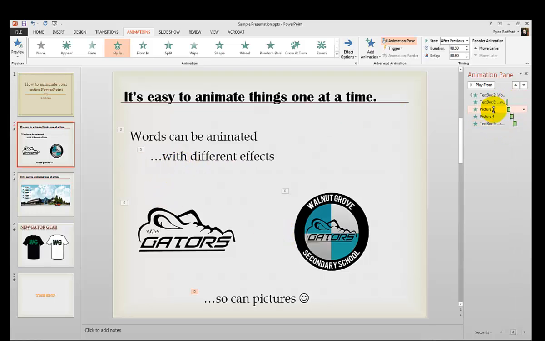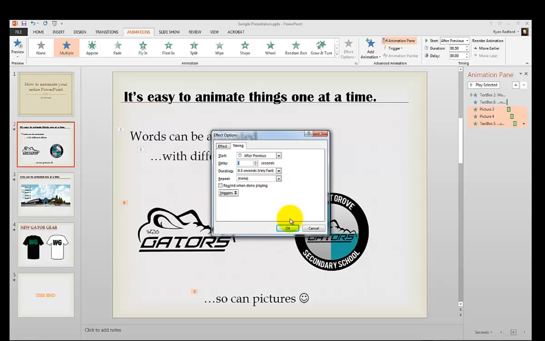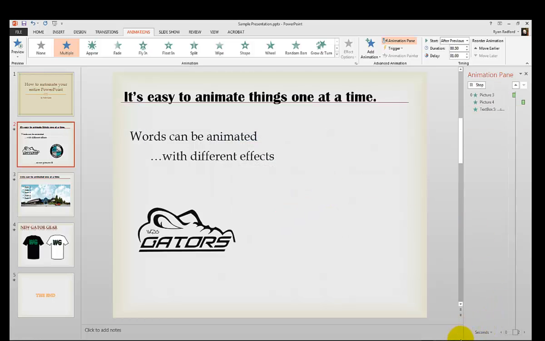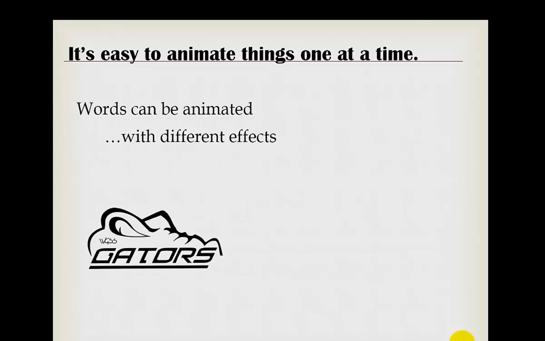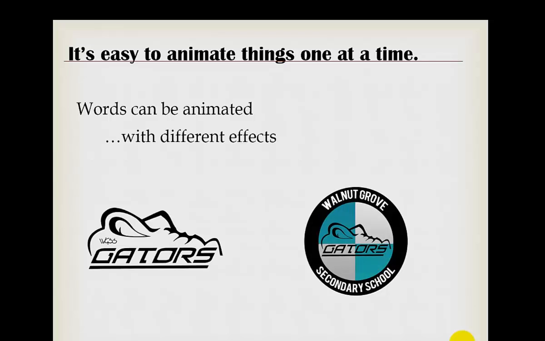And like I was talking about before, you can select multiple ones. To select multiple ones, click the first one, hold down the shift button, select the last one, hit the down arrow, go to timing, and I can make all of them have a delay of 1 second. So now when I play the slide, the first one comes in, then the second one, so there's a second in between each of these.